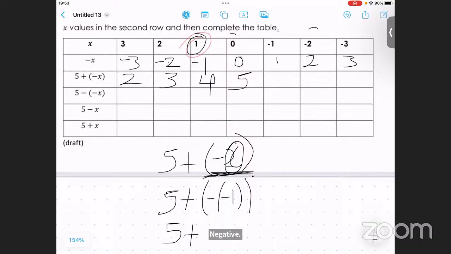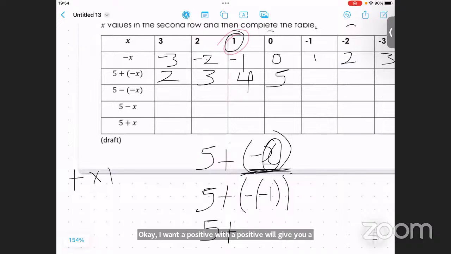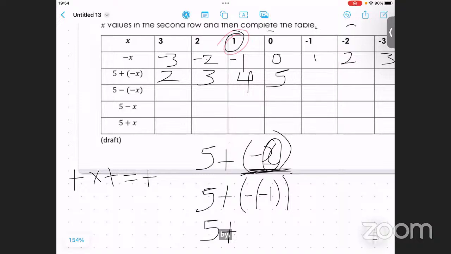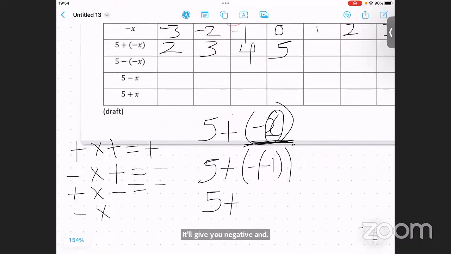So when you multiply a negative with a negative, you get a positive. But when you multiply a positive with a negative, you get a negative. A positive with a positive will give you a positive. So a positive multiplied by positive is equal to positive, and negative multiplied by positive is going to be negative. A positive multiplied by negative will give you negative, and a negative multiplied by negative will give you a positive, right?